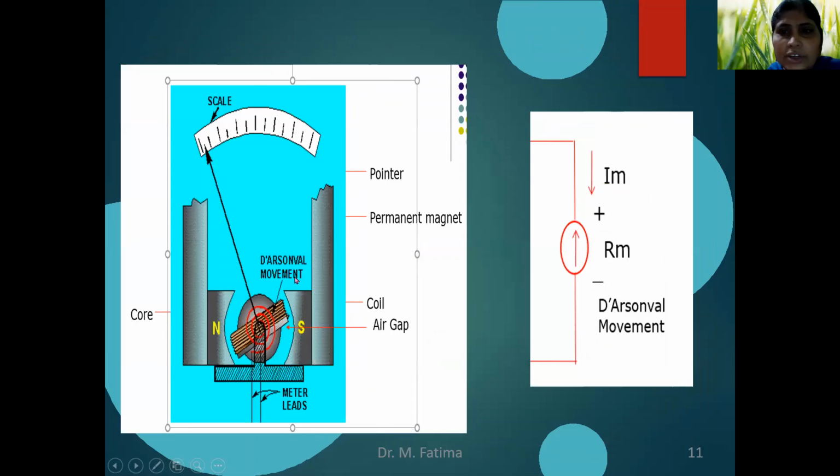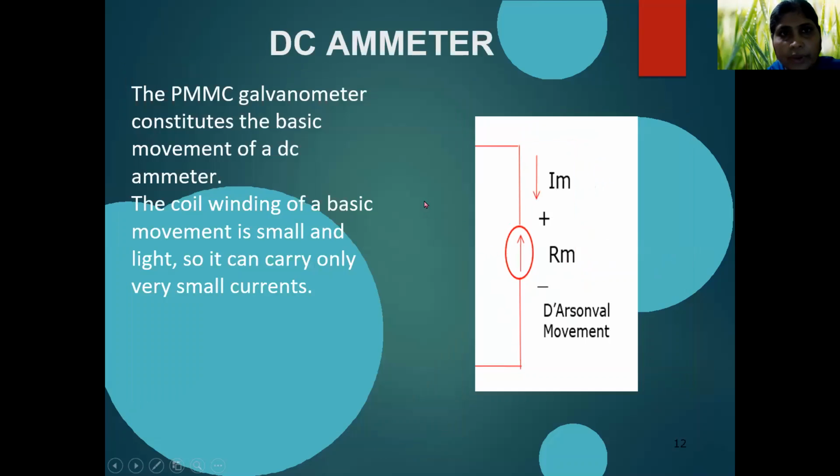This complete construction is denoted by a simple circle with an arrow, and its meter resistance is denoted by RM. RM is showing the resistance of the meter or resistance of the d'Arsonval movement or resistance of the galvanometer. IM is the current flowing through this galvanometer. So instead of drawing this complete diagram again and again, we will draw this diagram now for the galvanometer. So this PMMC galvanometer constitutes the basic movement of a DC ammeter.